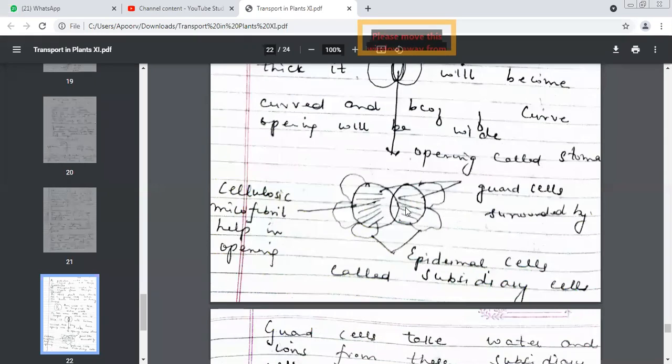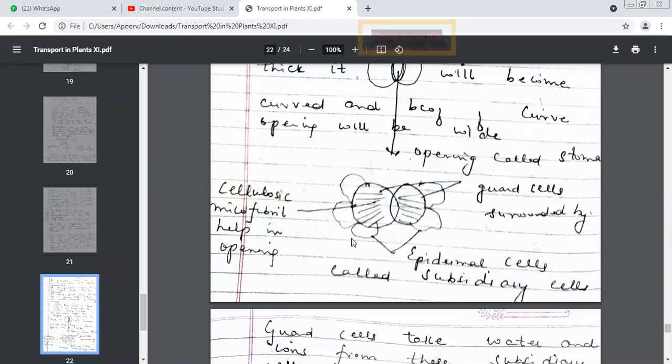These are your guard cells. This is your stoma. These guard cells are surrounded by epidermal cells. I've shown 1, 2, 3 over here and 2 over here. These epidermal cells are called subsidiary cells. What are these cells called? Subsidiary cells.